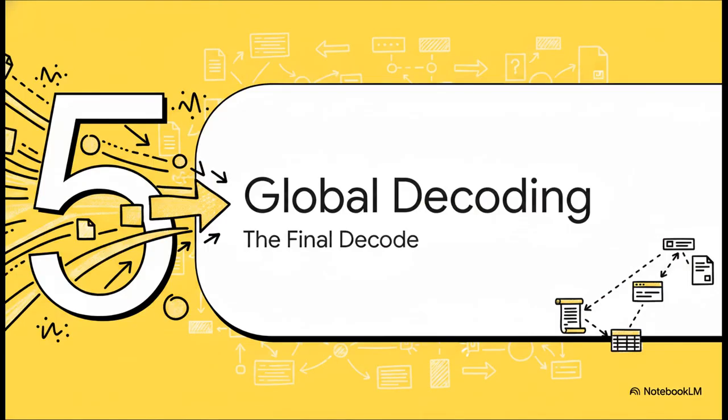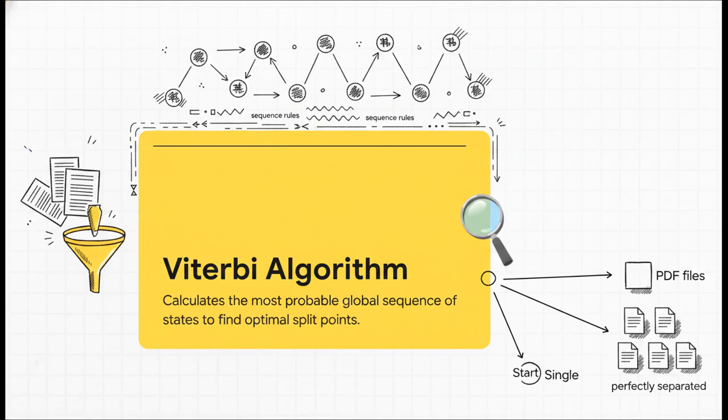Finally, Section 5. Global decoding and splitting, the final decode. Now we bring all these sequence rules and local probabilities together to finalize our page classifications and make the actual split. The system relies on a mathematical powerhouse as the ultimate judge, the Viterbi algorithm. It looks at the whole picture, all the local classification guesses and sequence rules across the entire batch, and it resolves any lingering conflicts. Once it finds the absolute most probable global sequence, it executes the final classification, inserting logical split points exactly at those start and single boundaries. And just like that, boom, perfectly separated files.